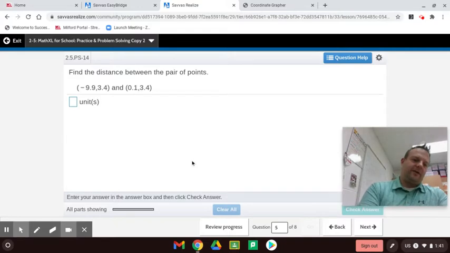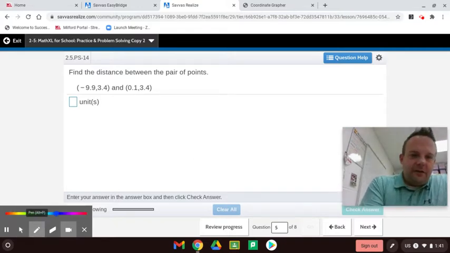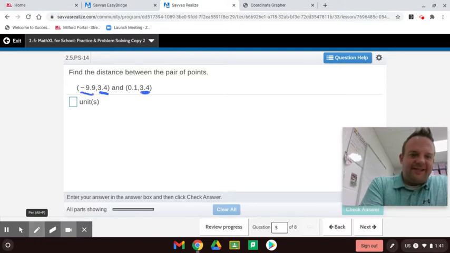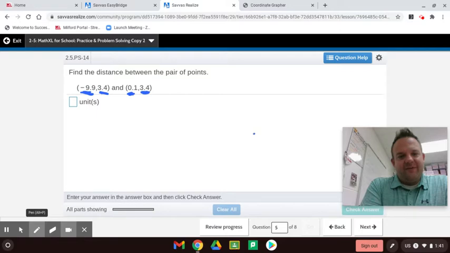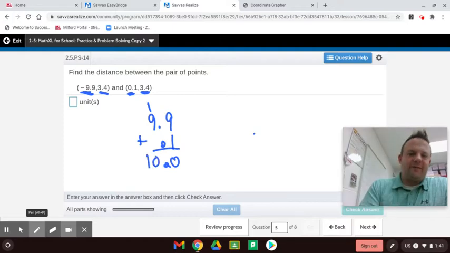Okay, right here, guys. You see the y coordinates in my instances are the same. You see how this x coordinate is negative and this one's positive? This indicates that you're going to add the absolute values. This is 9.9 and that's 0.1. Remember, this one's now positive. Make sure you line up the decimals when you do it. You're really lining up the place values.